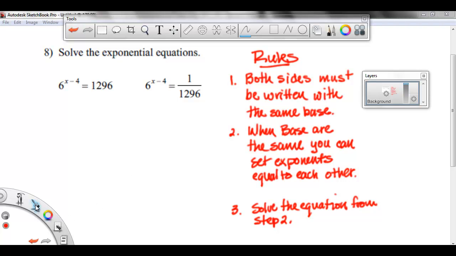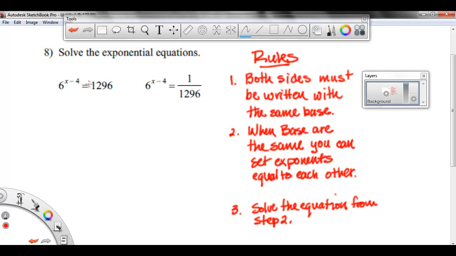So in this video, we'll be solving an exponential equation. You can see that we have two right there. We have one with a denominator and one with a numerator. So that means we're going to be using both positive and negative exponents. On both equations, we have 6 as the base and x minus 4 as the exponent.